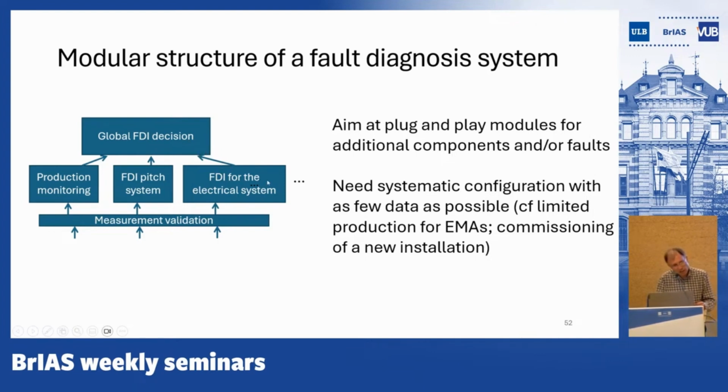The objective would be to have plug-and-play models that you could introduce in place of these 3 dots, and to have some systematic way to adapt this global fault decision system without redesigning it completely once you add a new device.